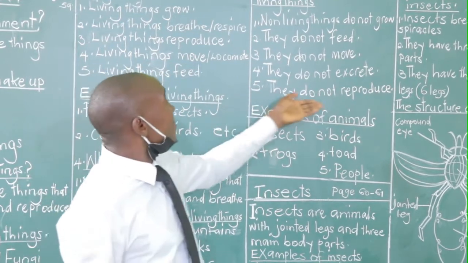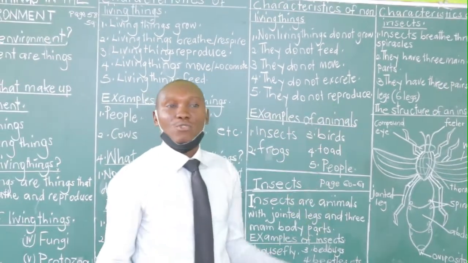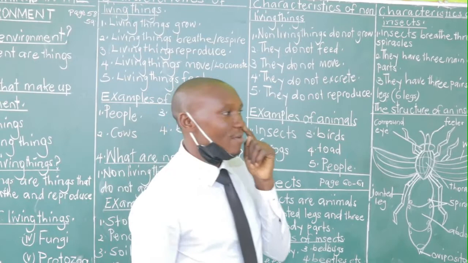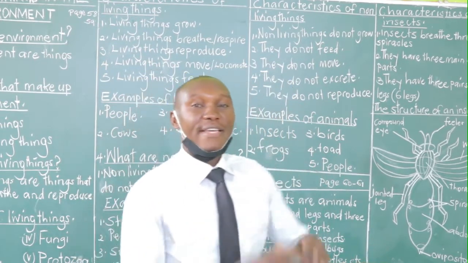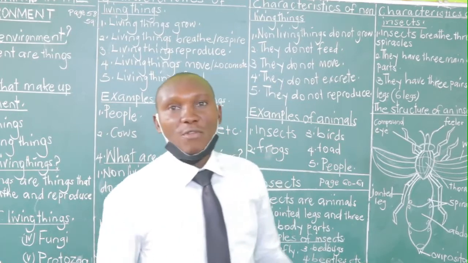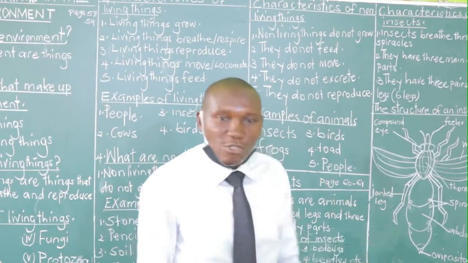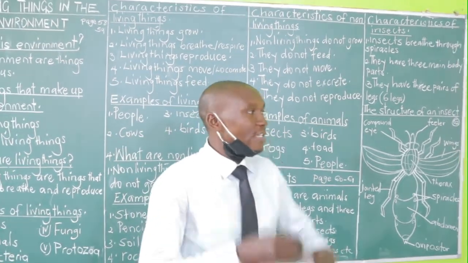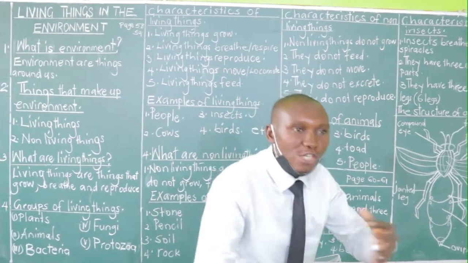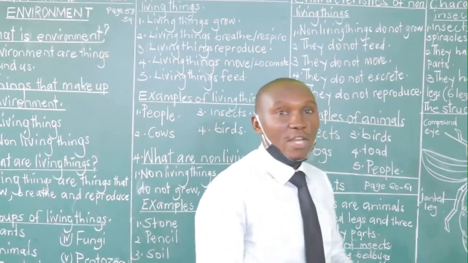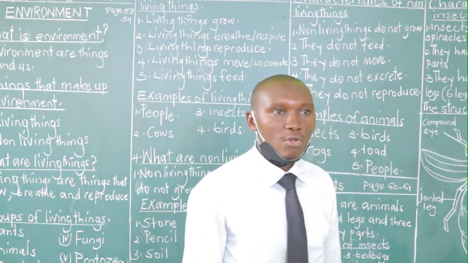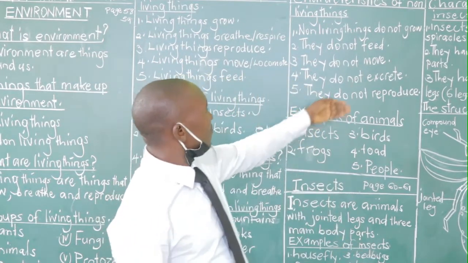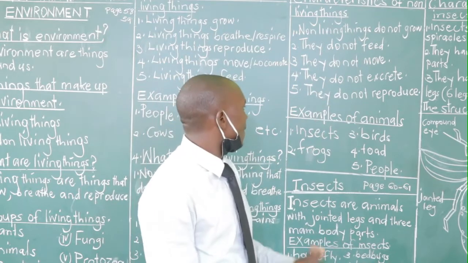Next, non-living things do not reproduce. If living things reproduce, you could look at the book. You can even get very many books from the one you got, or very many pencils. You get one pencil, then it starts reproducing. You had one pencil, then within a week you have 30 pencils. But because non-living things do not reproduce, the pencil you have will remain one pencil.